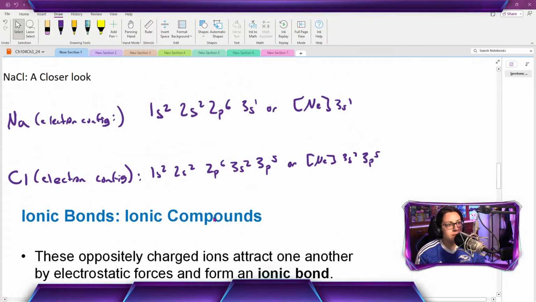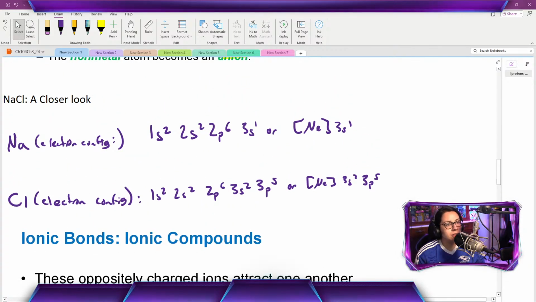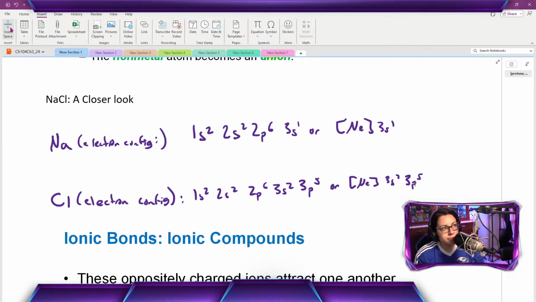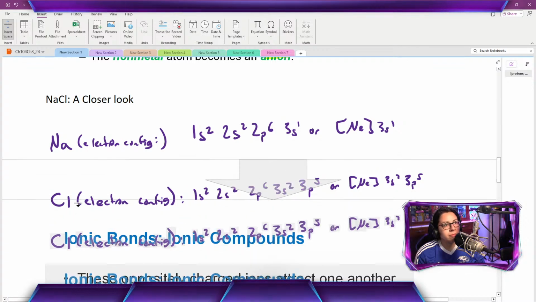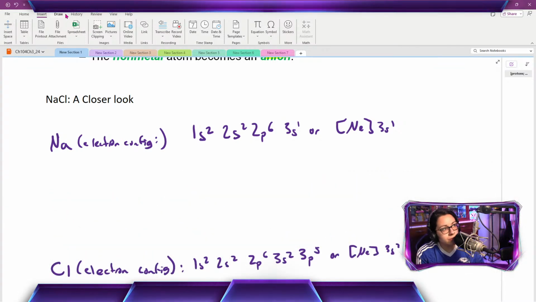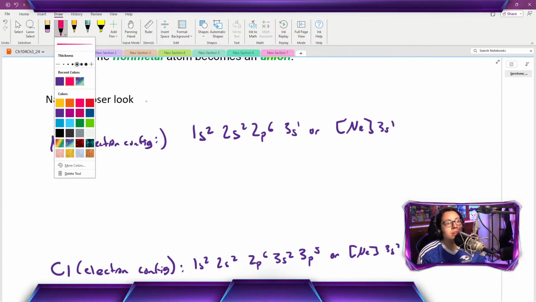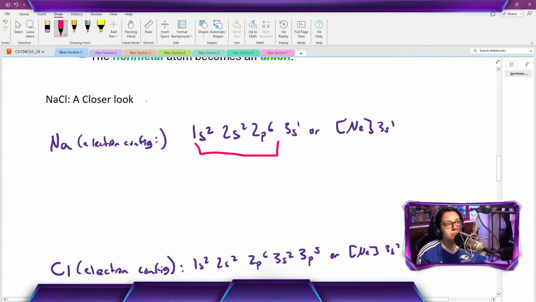Looking at this is where we want to translate our electron configuration to our Lewis dot structures. I touched on that last time. Let's break this down again just so we're all on the same page. These are our core electrons for sodium, leaving our 3s1 as our valence.